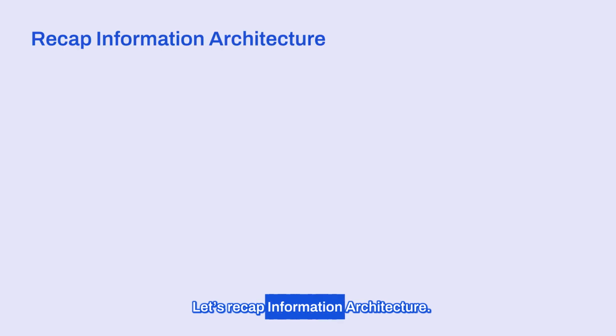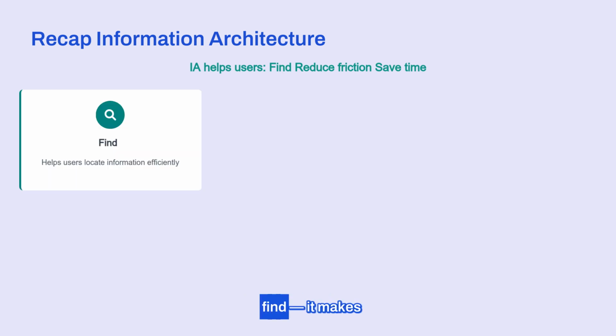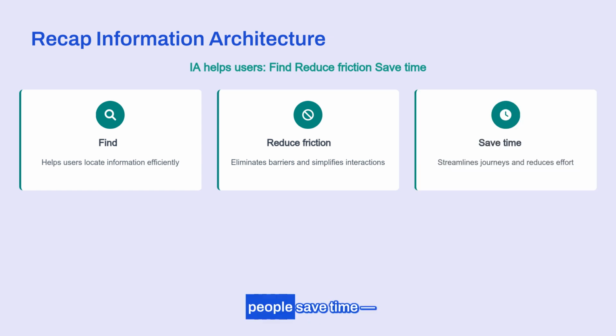Let's recap information architecture. Information architecture helps users in 3 key ways. First, it helps people find. It makes information easy to locate and access. Second, it helps reduce friction by eliminating barriers and simplifying interactions. And third, it helps people save time by streamlining journeys and reducing unnecessary effort.